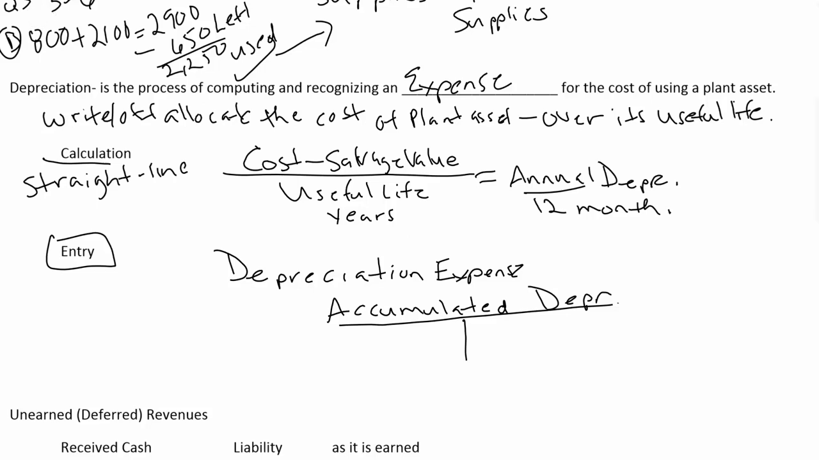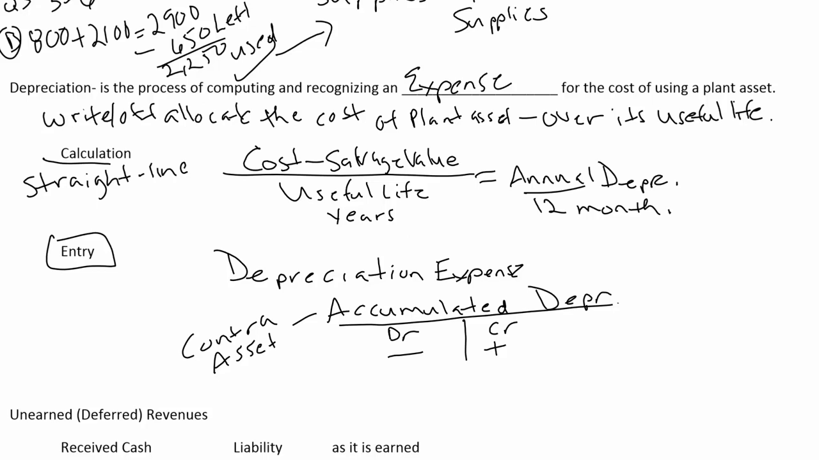It is what we call a contra asset. So it is an account that decreases an asset. It's the opposite of an asset account. It increases on the credit side and decreases on the debit side. It's a contra asset because when we record it in the balance sheet, it offsets, or decreases, the actual asset.